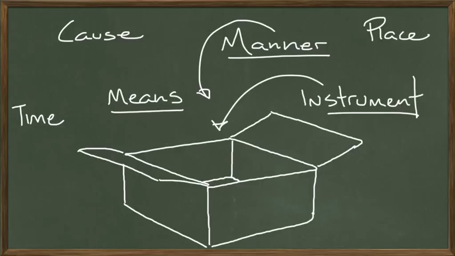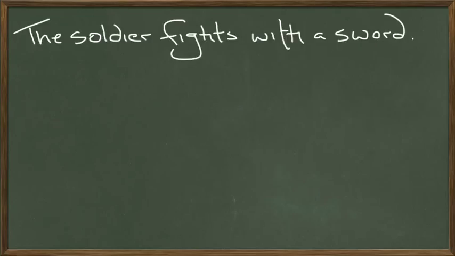What are we using to get the job done? In this case, I'm using an iPad to teach this lesson. In Latin, that would be in the ablative of means, so it goes in the box. It can tell us the place, the cause, the time. There are so many things that the ablative case can do. Today we're going to look at the ablative of instrument.